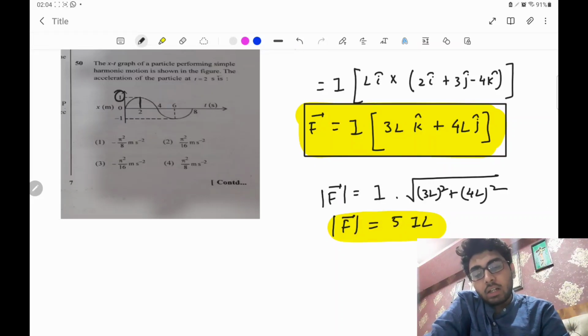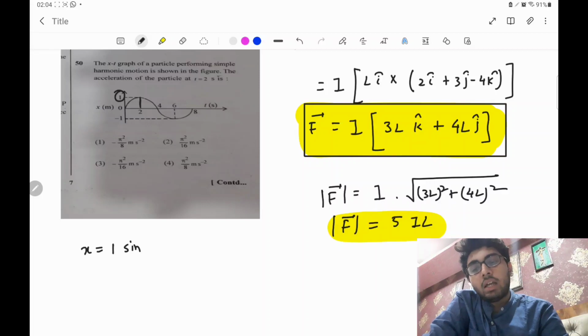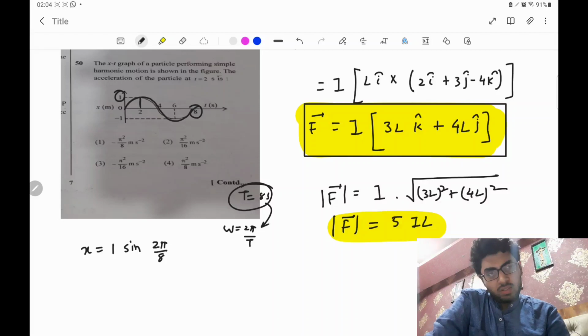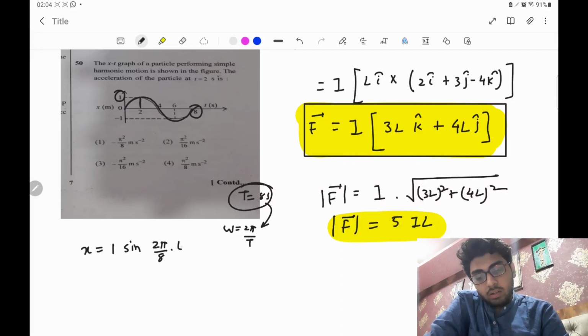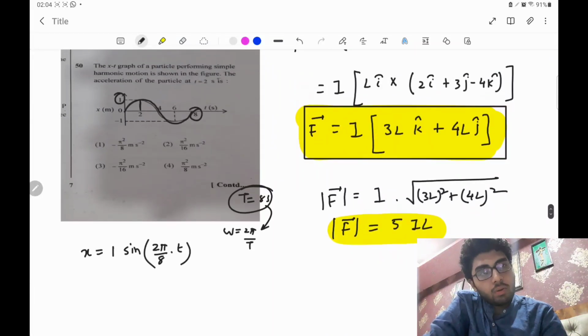So can I write down the equation to be x equals A sine omega t, where A is nothing but 1? Now tell me what omega is. Obviously you can say, what is the time period? Can you appreciate that the time period is 8 seconds? So omega will be 2 pi by 8, because omega is 2 pi by time period. So this is sine of 2 pi by 8 into t. Clear? So this is the equation of motion, so this is your x, isn't it?